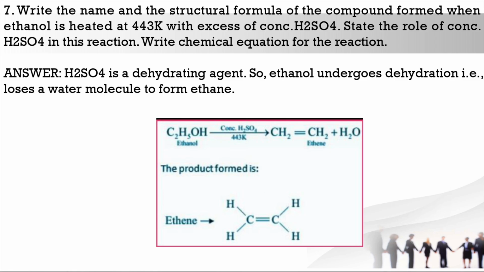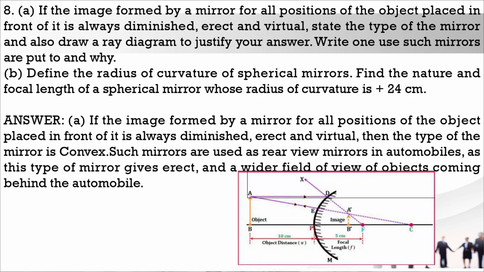State the role of concentrated H2SO4 in this reaction. Write chemical reaction for this. Answer. H2SO4 is a dehydrating agent. So ethanol undergoes dehydration, that is, loses a water molecule to form ethene. Chemical reaction is given.